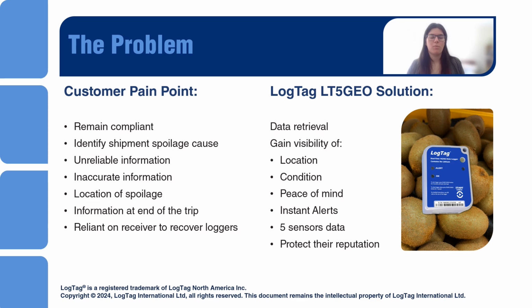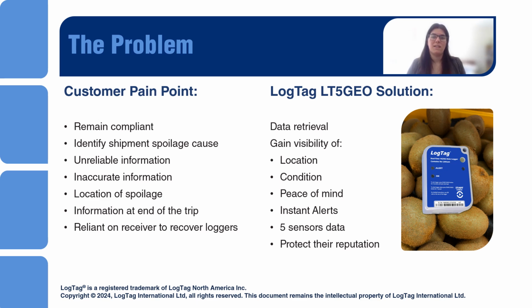Let's look into what problem it is that the LT5GEO is looking to solve. Customers typically use a data logger to remain compliant within the given industry and to help them identify when a shipment may have been spoiled. The biggest issue with this is not getting reliable and accurate information about the problem or being able to identify where in the process the spoilage took place. All of this information is only provided to the user at the end of the trip, when the shipped product has already been spoiled and now needs to be discarded. The shipper is also completely reliant on the receiver to recover the logger and upload all of the data. If a receiver is unable to locate the data logger, there isn't much that the shipper can do about it, and all of that information is lost.